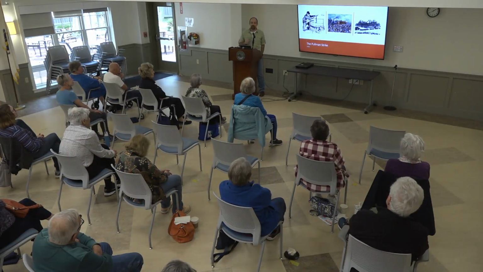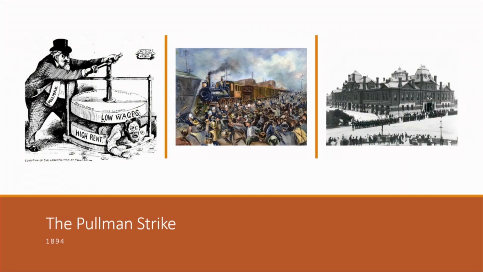The Pullman workers are supported by the American Railway Union and their leader, their president, Eugene V. Debs. Debs throws his support behind the Pullman workers. He takes his union out on strike to support the Pullman workers. Now, what did that mean? Well, the American Railway workers said, we are not going to work on any trains that have Pullman cars. Well, that was virtually every train in the United States.